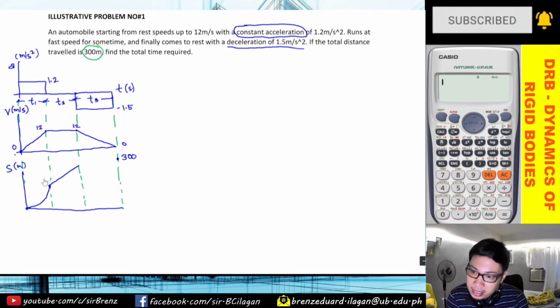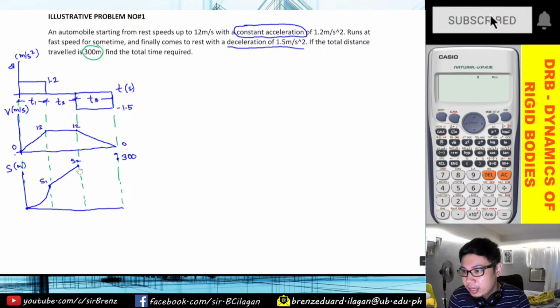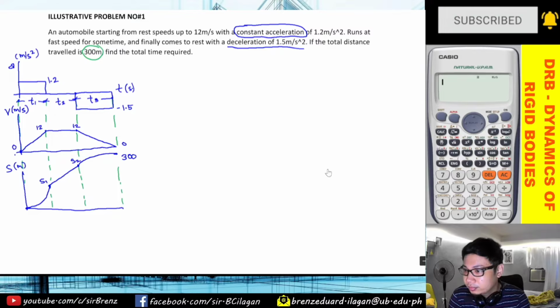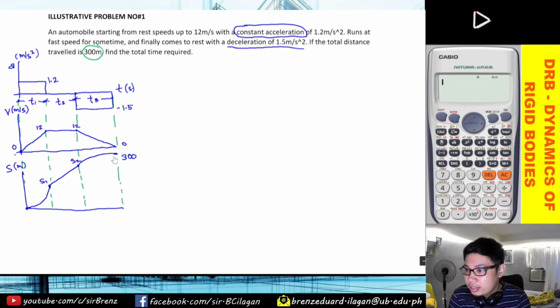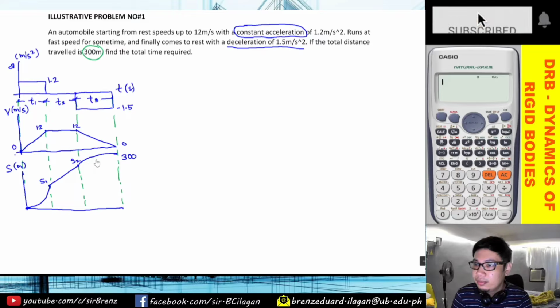Pangalanan na lang natin muna to as S1, this one as our S2, and yung S3 natin. This is maximum, this is minimum. Ito ko na lang pala ilagay, so that is 300. Okay, so I think na-plot na natin. We can now solve the required.